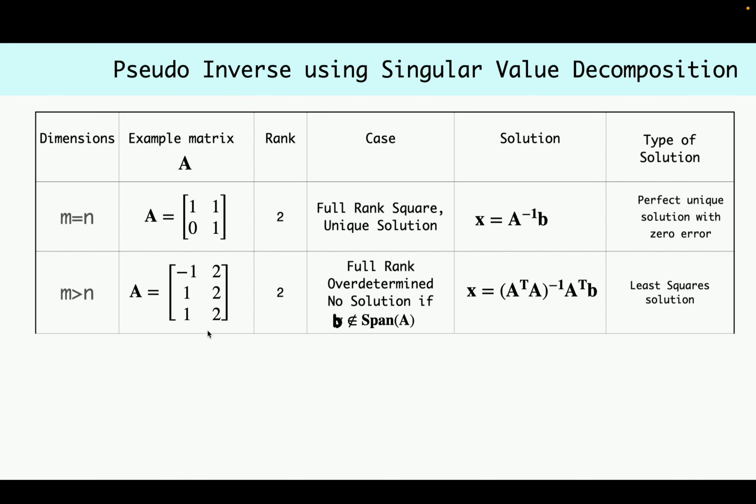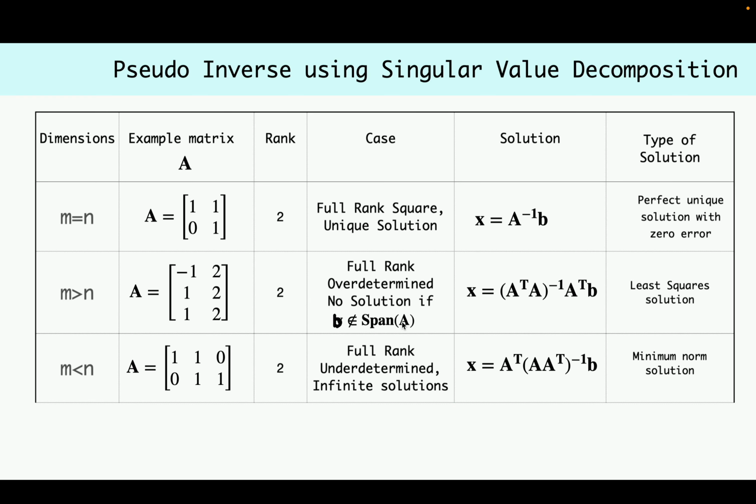But when the matrix is a tall matrix, where you have dependent rows, and assume that it is a full rank matrix, so it forms a full rank overdetermined system of equations, and assume b is not in the span of A, then there is no solution, and the only solution we can get is to project onto the space of A, and we can obtain this least square solution, x is equal to A transpose A whole inverse A transpose b. So this is when the matrix is full rank and when there is no solution.